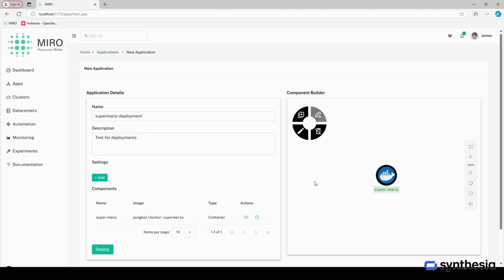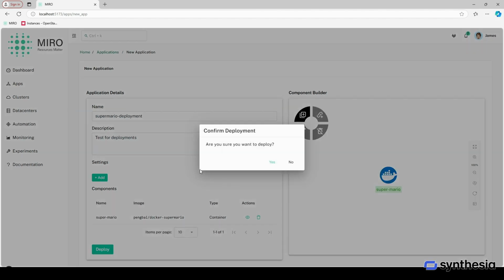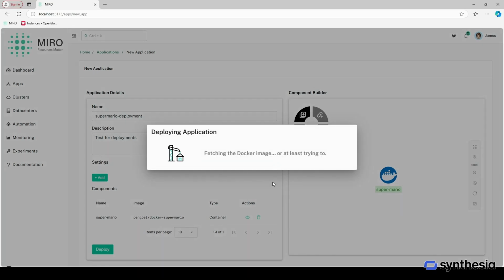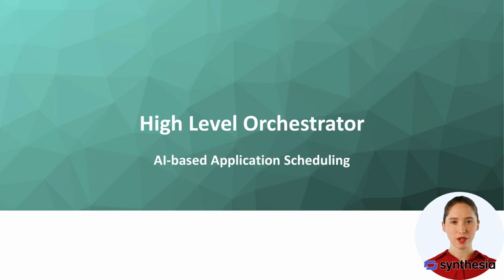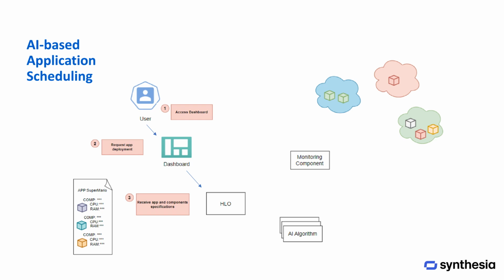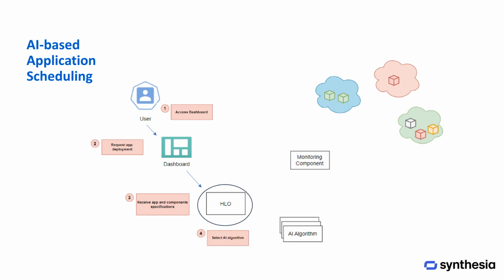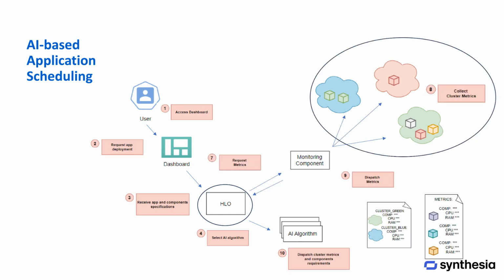Once we're finished, we simply click the deploy button and the entire deployment process is automated. Miro provides visual feedback about the underlying process and all the steps being performed. Let's pause to review how scheduling works. Once we choose to deploy, the high-level orchestrator selects an appropriate AI scheduling algorithm, agrees on the metrics to use, and passes them to the algorithm. The AI algorithm then determines the optimal destination for each component and communicates the decision to the HLO.